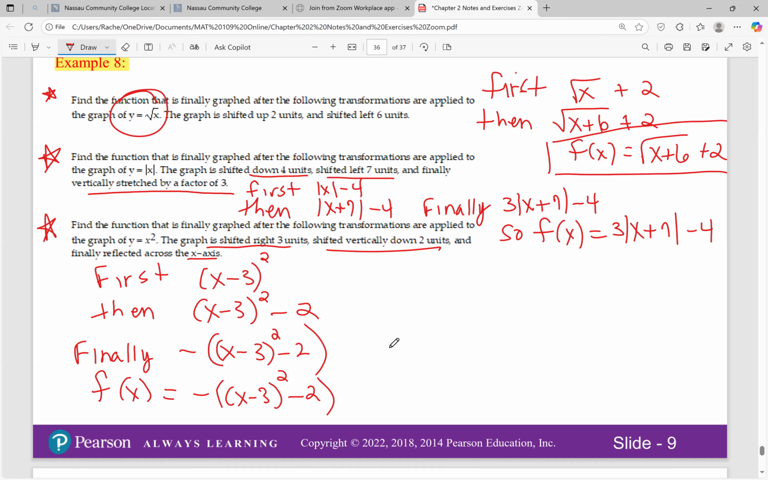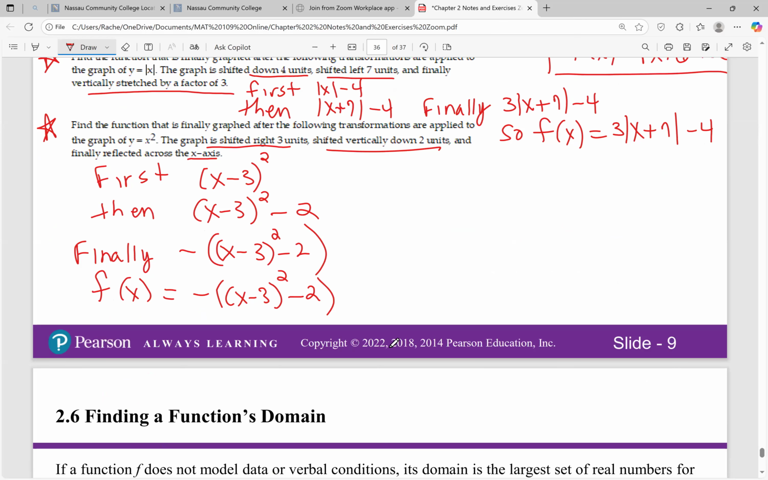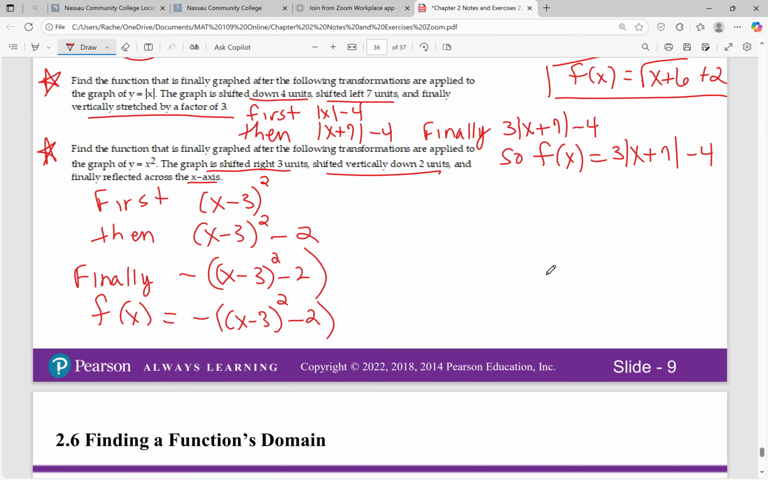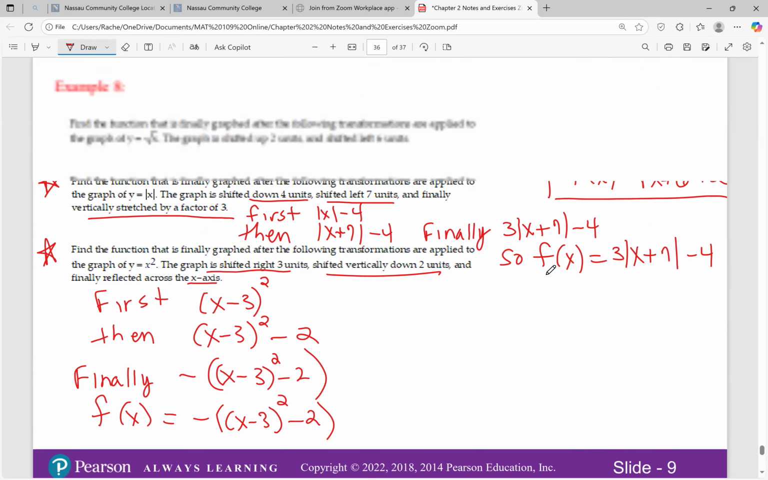So that wraps up section 2.5. And in the next lecture, we will cover 2.6, which is finding a function's domain.